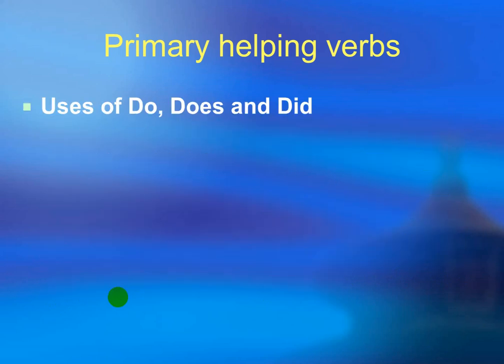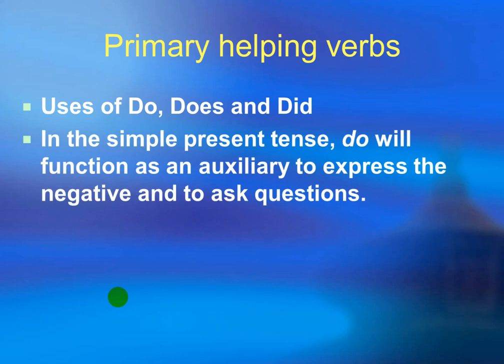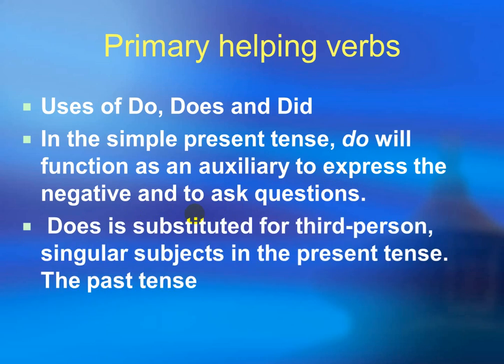يبقى في الشرائح السابقة اتعرفنا على استخدام verb to be، الحين بنتعرف على the usage of verb to do اللي هو do, does and did. طيب نستخدمهم in the simple present tense. Do will function as an auxiliary to express the negative and to ask questions. do أو does تستخدم في present simple كأفعال مساعدة سواء للتعبير عن النفي أو to ask questions.